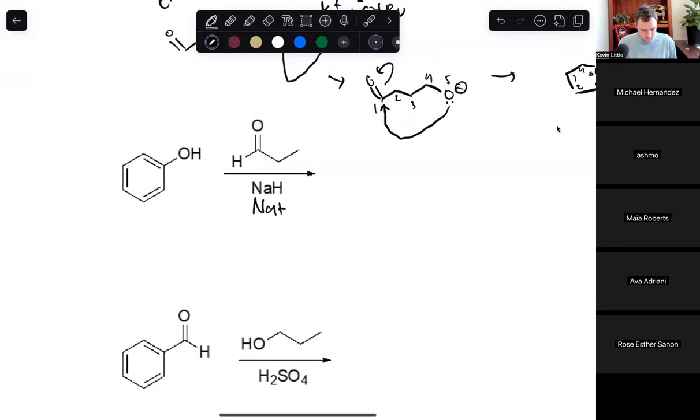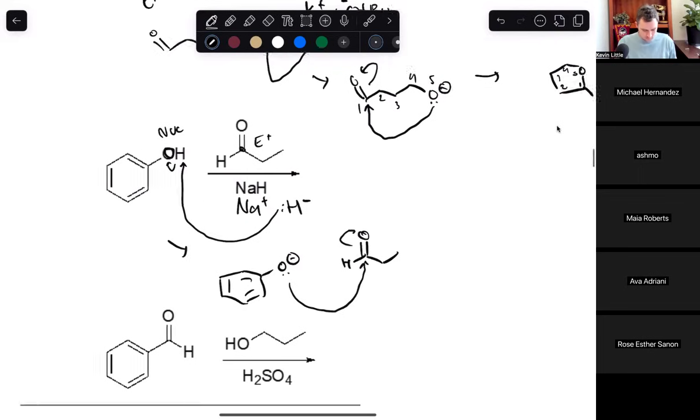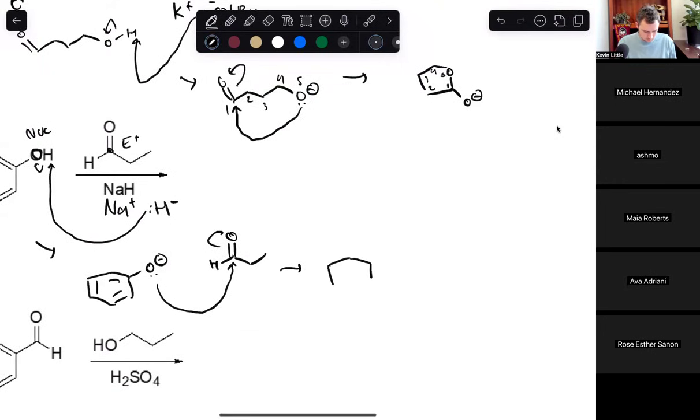Got a base. I've got a nucleophile. Got an electrophile. The nucleophile gets deprotonated to form the negatively charged version. Then the nucleophile attacks the electrophile. Then I form a tetrahedral intermediate.